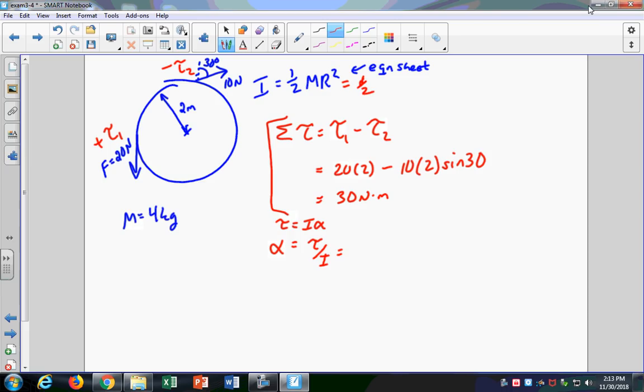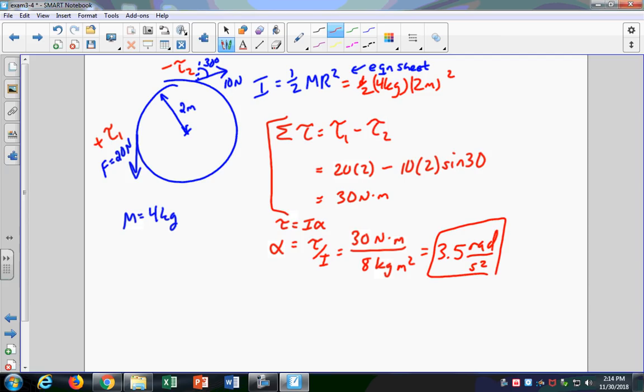That's 1/2 of 4 kilograms times 2 meters squared. That's 8. So 30 newton meters divided by 8 kilogram meters squared. That's 15 over 4, 7 over 2. That's 3.5 radians per second squared. So that would be the angular acceleration.